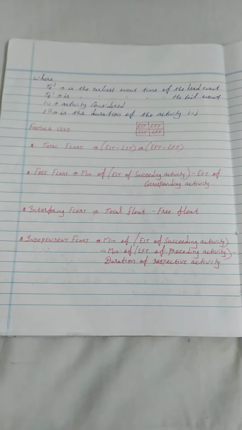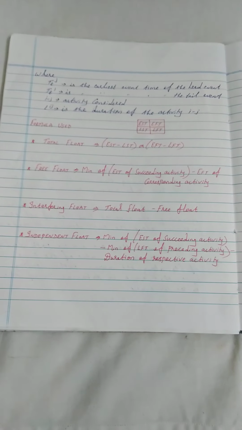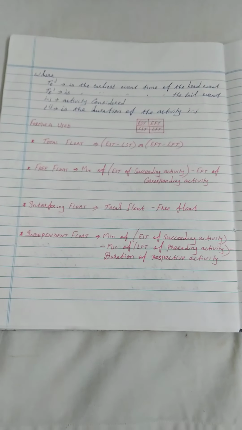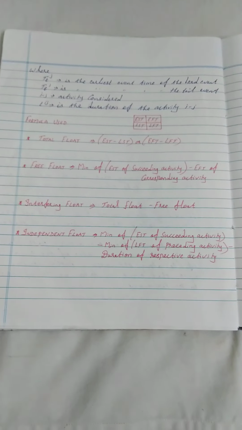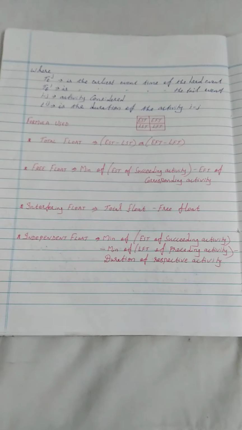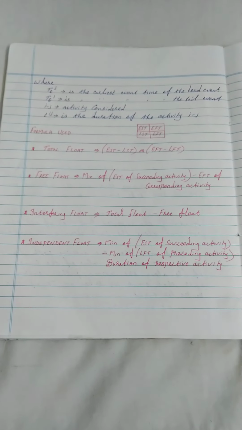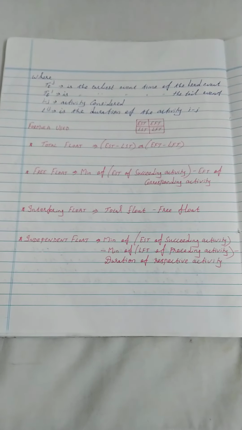Similarly, there are n number of methods to find out the float in the critical path method. One of the easiest methods is a simple formula; just storing this formula in your mind will be highly helpful for you. Total float: the formula is EST minus LST or EFT minus LFT. That is, earliest start time minus latest start time, or earliest finish time minus latest finish time.